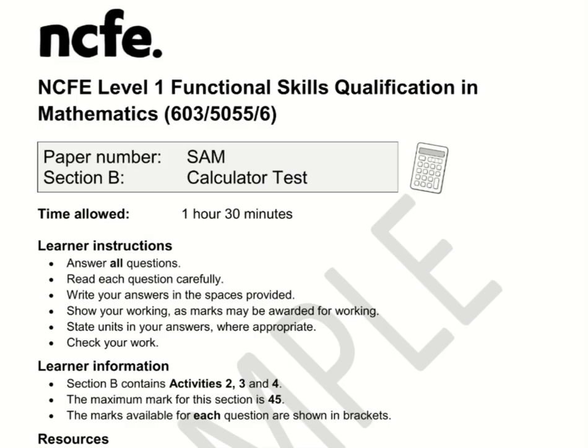Here are the video solutions for NCFE Functional Skills Maths Level 1, and this is section B, which is the calculator section from the sample paper.